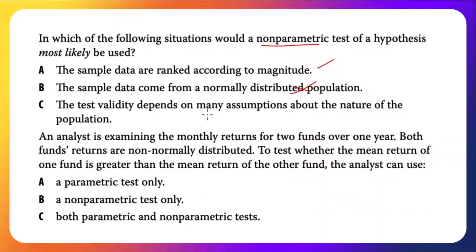The test validity depends on many assumptions about the nature of the population. For non-parametric, no, it does not. For parametric, it depends on assumptions about the population, the population distribution, but not for non-parametric. We can get rid of that.